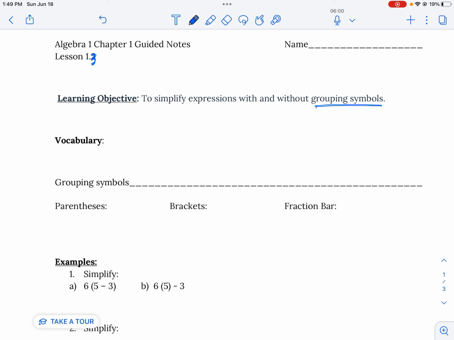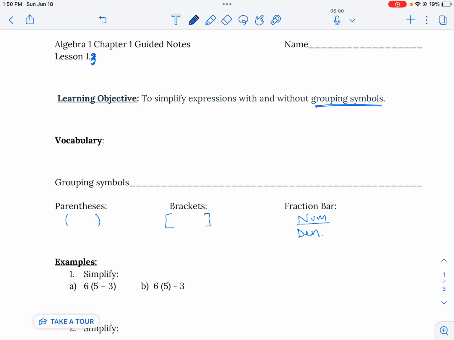The only vocabulary term for this unit is grouping symbols, and they are intended to enclose an expression that should be simplified first. So grouping symbols could be parentheses, they could be brackets, or you may not have thought of this one, a fraction bar, because that shows you how to differentiate between the numerator and the denominator, and really is an order thing, right? What do I simplify first? Well, first I do the numerator, then I do the denominator, or vice versa. But the important thing is that I have to keep them separate. You'll see an example of that in a little bit.